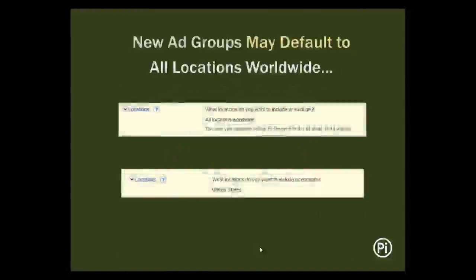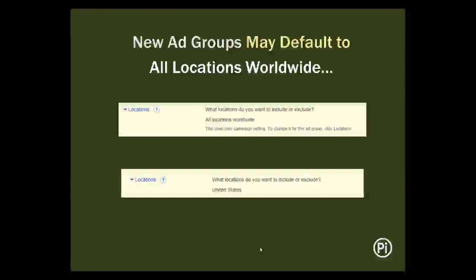And last but not least, number 5 on Bing Ads, new ad groups may default to all locations worldwide. So this doesn't always happen with continued accounts. If you do a new ad group, it may default to just whatever your other ad groups are targeted to, so like in the United States. But if it's brand new, this sometimes comes up where you have all locations worldwide.